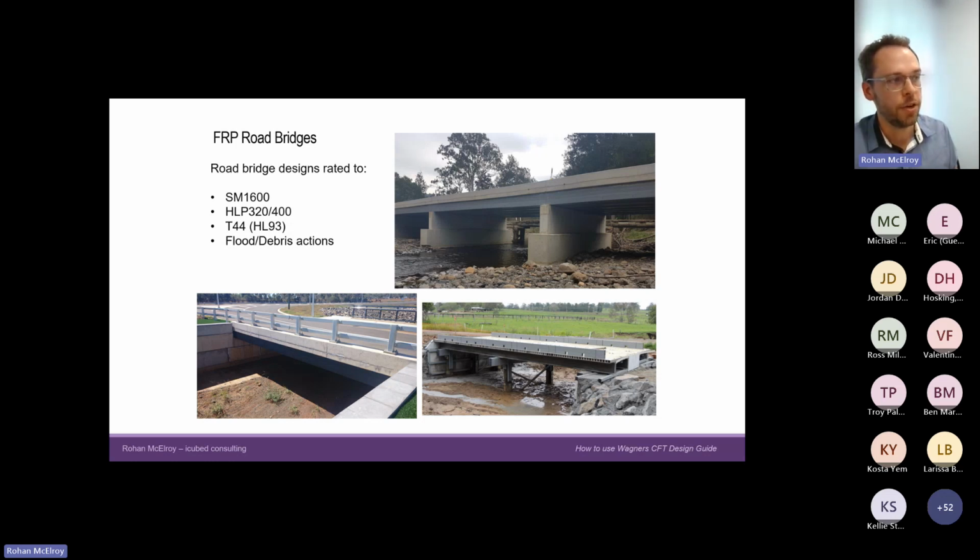The bottom right-hand side is a lesser span bridge. It's a girder bridge with, I think it was about a T44 design load on it, to the old off-road standards. So it was replacing a timber road bridge program.